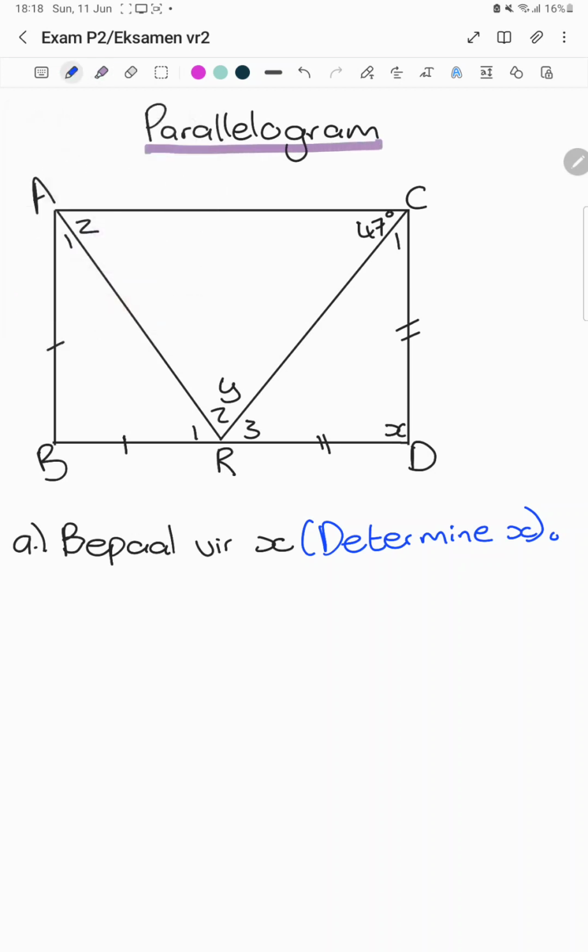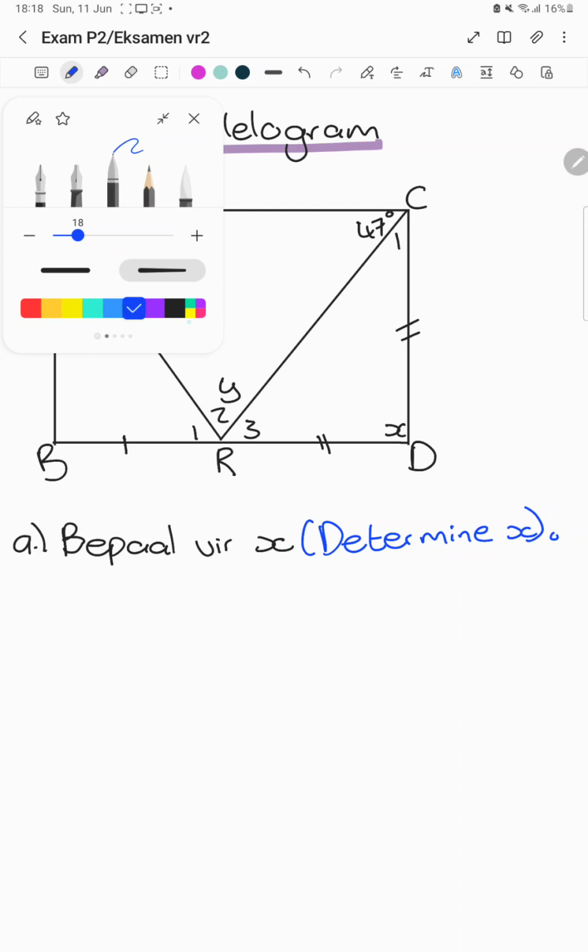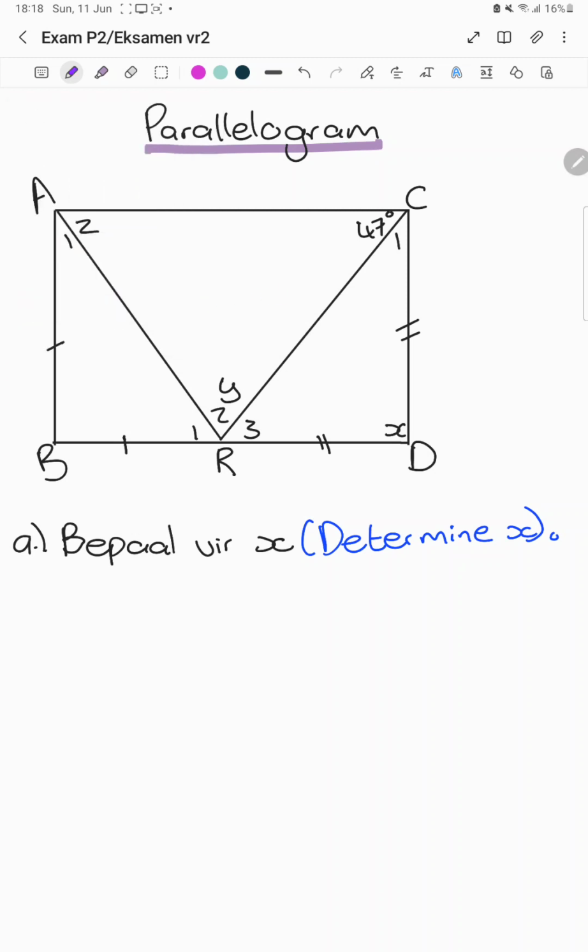Alright, so what do I know about a parallelogram? I know that the opposite sides are equal. So I know that AC will be the same length as BD. Ek weet dat AC dieselfde lengte sal wees as BD. I also know, let's make it 3, I also know that AB will be the same length as CD. So that's 1, 2, 3.